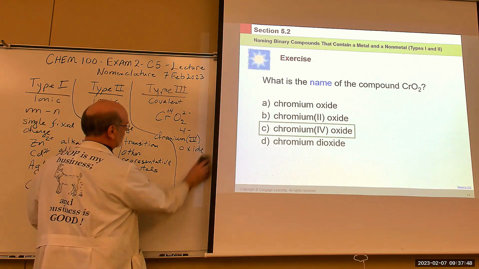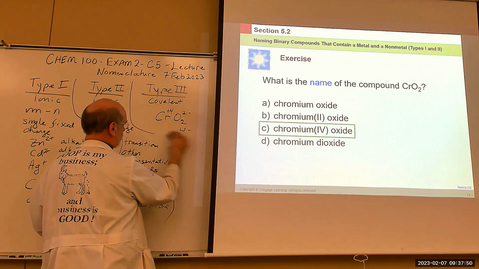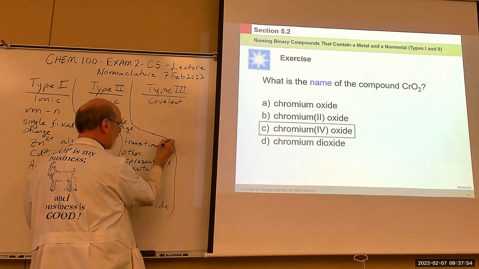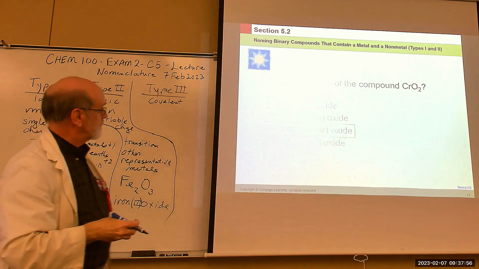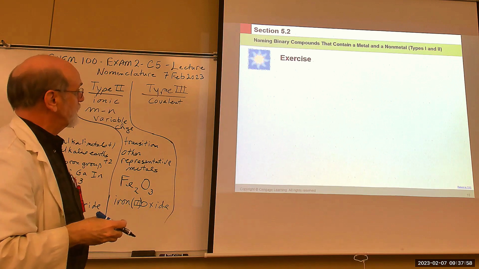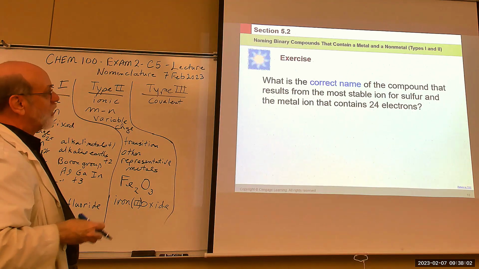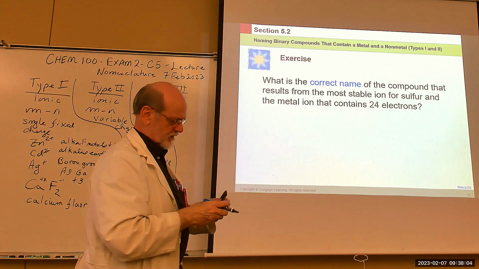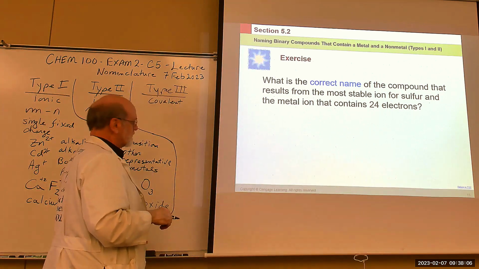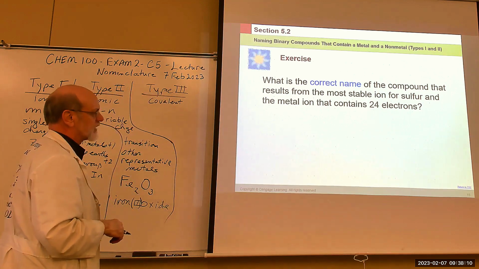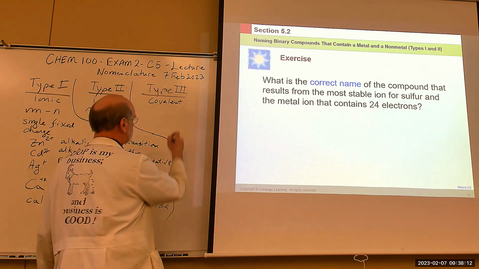Okay. All right. Let's see, we'll be getting close to type 3 compounds in a second. Oh, we got another detective story here. What's the correct name of the compound that results from the most stable ion of sulfur?